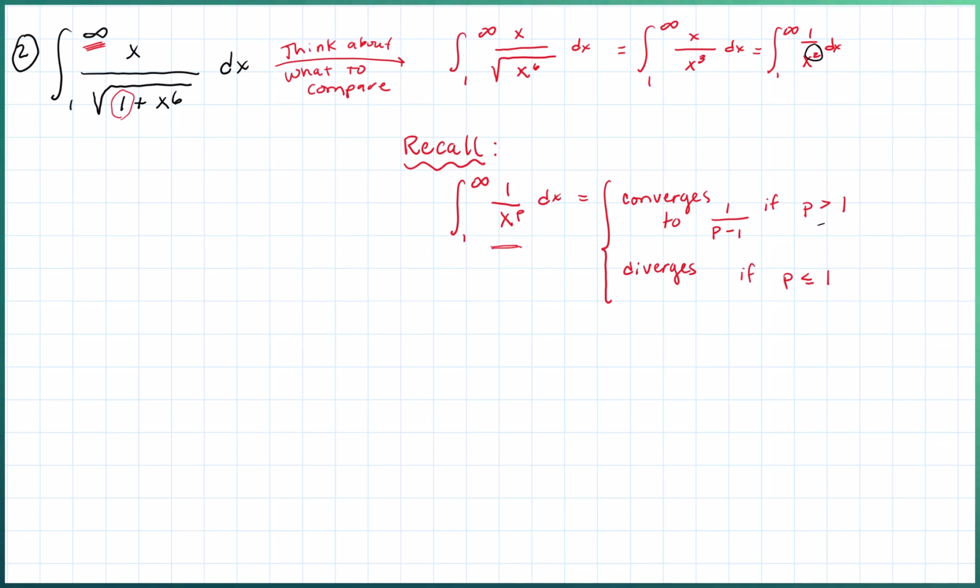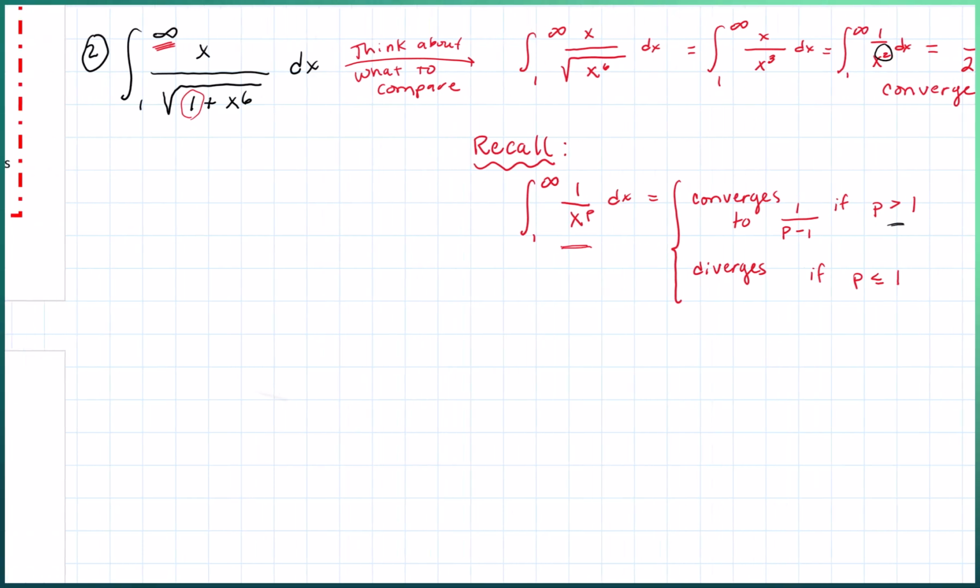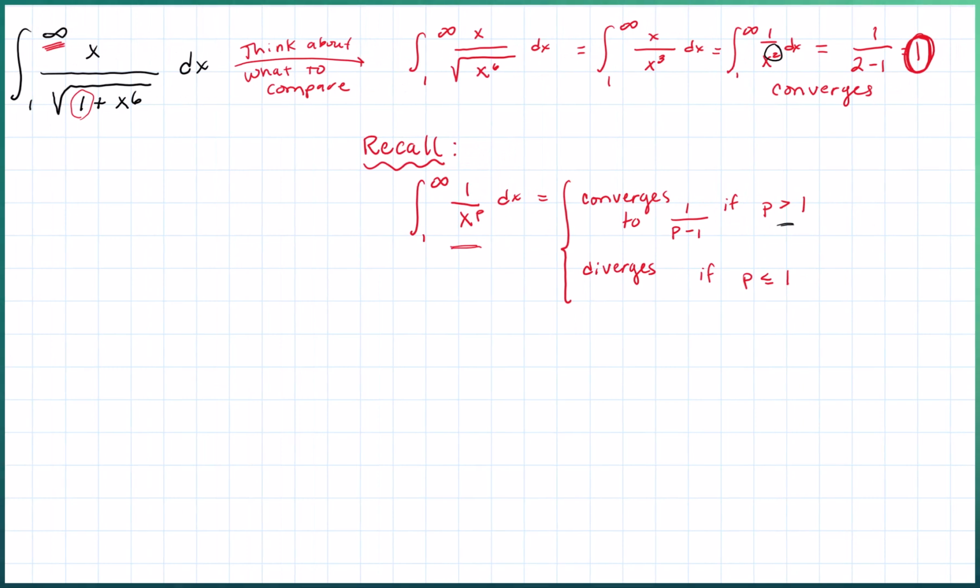That's a p-value that is greater than 1. So not only do we know that this converges, we would know exactly what this converges to. This converges to 1 over 2 minus 1, which is 1. So this converges. This has a finite, if we want to think in terms of area, this function is always positive, and it has a finite amount of area trapped underneath the function to the x-axis from 1 to infinity.